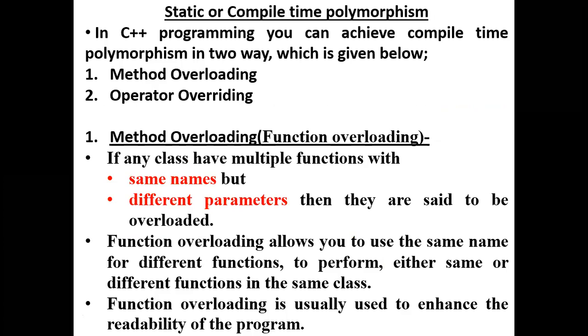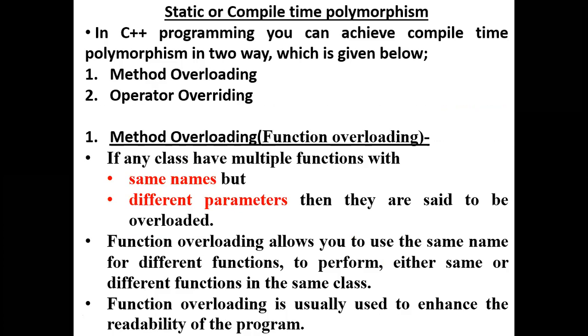Now first we will see static or compile time polymorphism. Here we can see two examples of static polymorphism. First is function overloading and second is function overriding. Now in this class we will see method or function overloading.